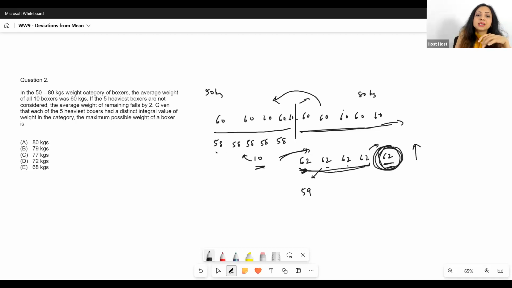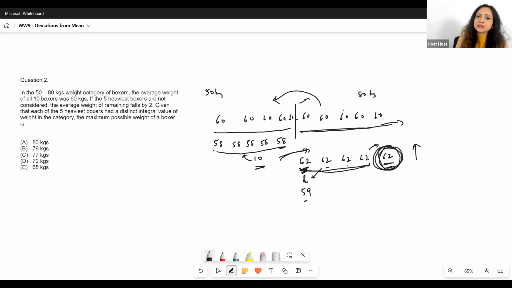Think about it. Let's say all of these are 58, right? Now, since his weight has to be more than this fellow's weight, and since it has to be distinct from all the other weights, it can be 59, right? The smallest value that it can take.